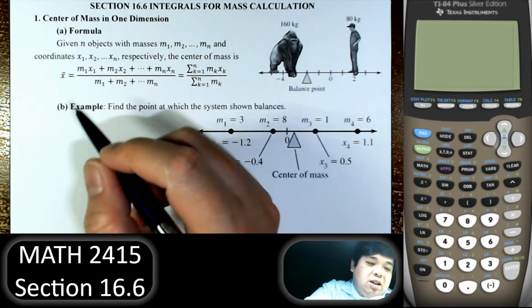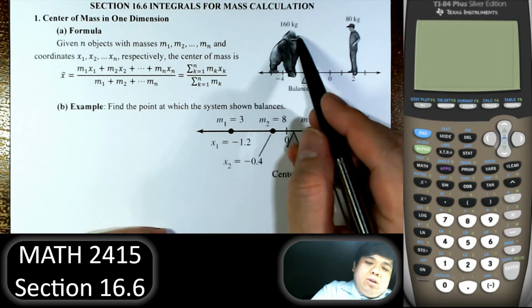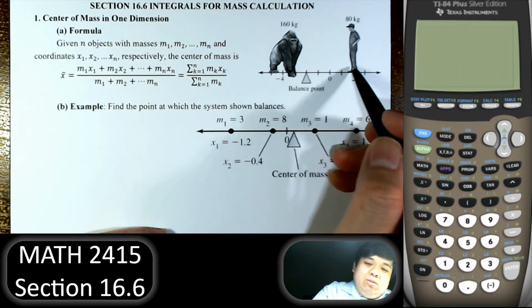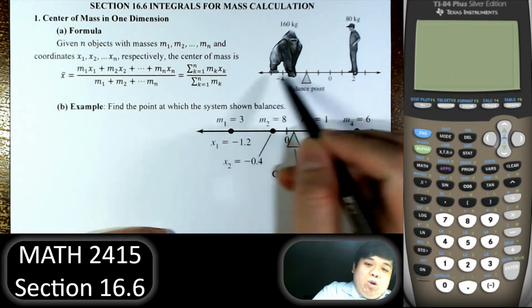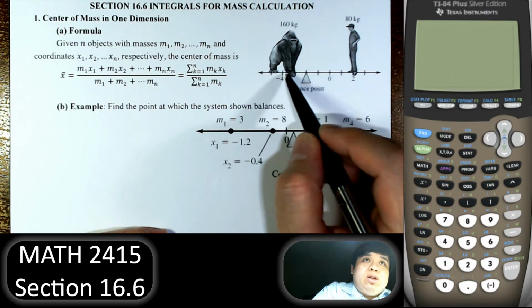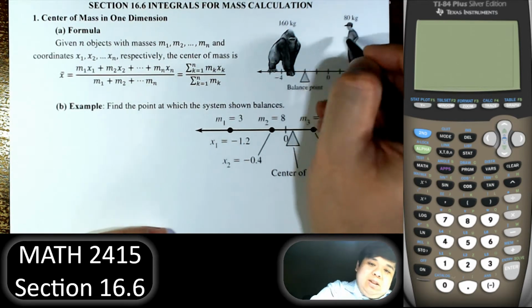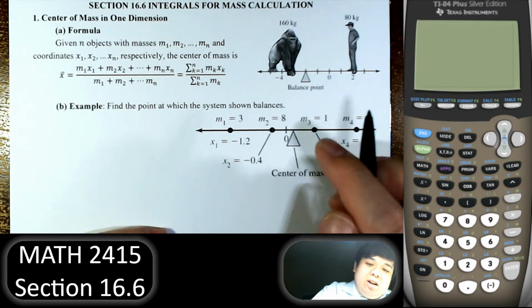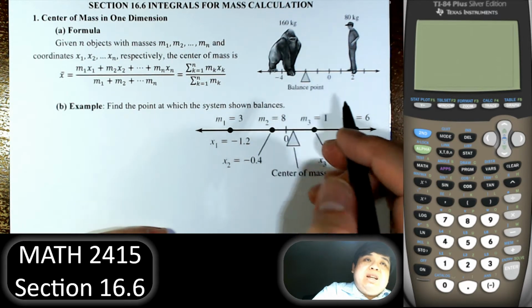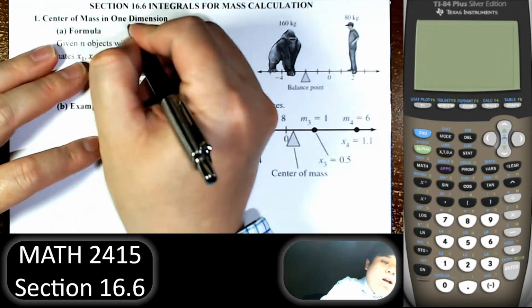Center of mass in one dimension. So we have an example here. Suppose there's a much bigger mass and a little smaller mass, and if we want to balance it, the bigger mass has to stand closer, and then the smaller mass can stand further, or the center of mass tends to go closer to the bigger mass.